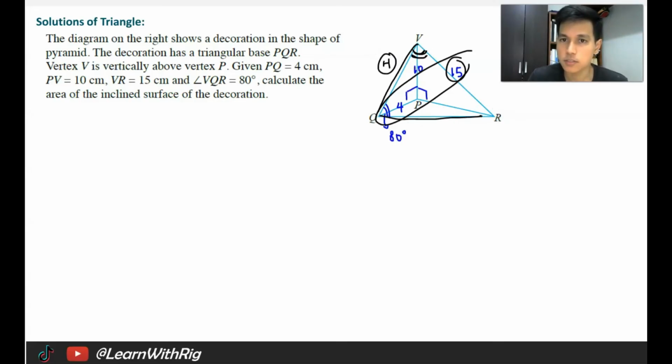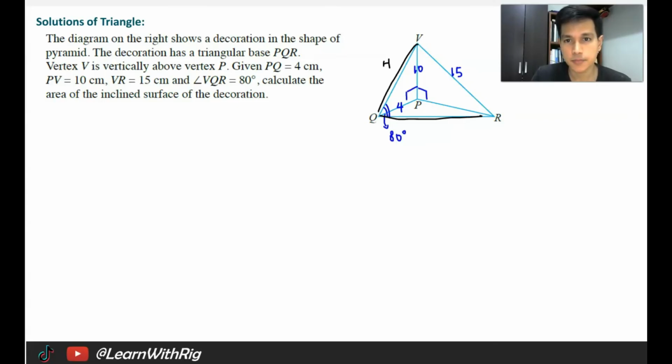Another way you can do is, if you want to use the second formula, Heron's formula, then you need to find the length QR. So how do you find length QR? Since you are given this 80, you can use the cosine rule to find QR. Now, since I don't want to complicate too much for you guys, I'm going to use the cosine rule way. Then you all see how you can learn from this, okay.